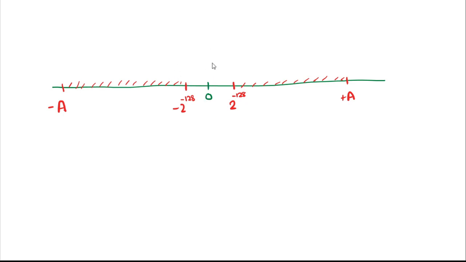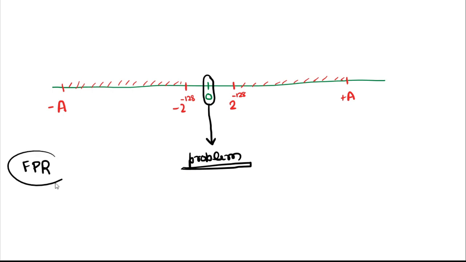But the one thing that you are seeing here is that we are not able to represent zero. Zero is missing, so it is very problematic. There is one representation and we are not able to represent zero. That is a very big blunder. This was the problem with initial floating point representations.